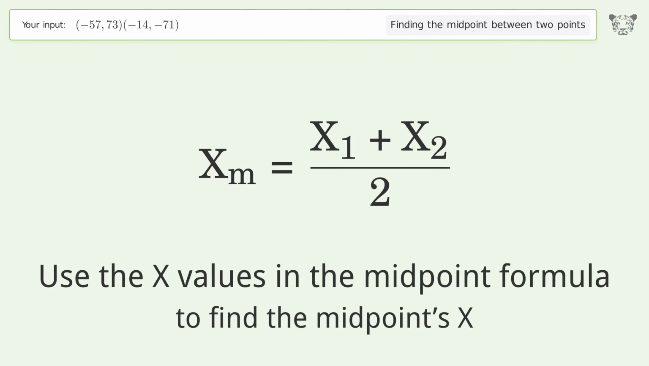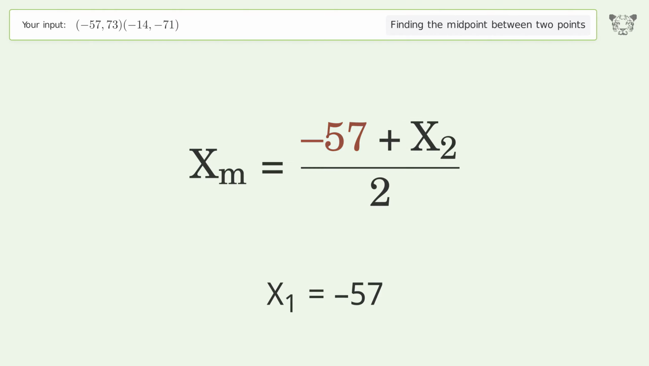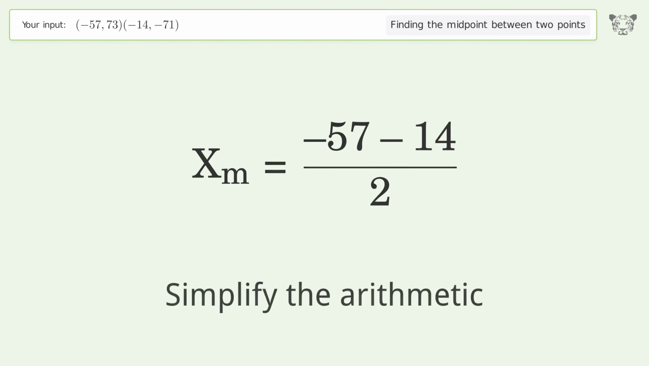Use the x values in the midpoint formula to find the midpoint's x. x1 equals negative 57. x2 equals negative 14. Simplify the arithmetic.